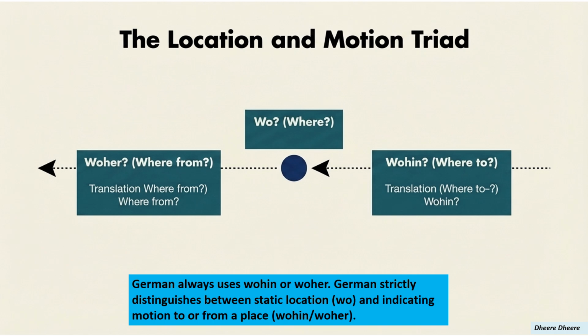Note that wo corresponds to the English where. If motion to or from a place is indicated, German always uses wohin or woher. German strictly distinguishes between static location wo and indicating motion to or from a place, that is, wohin and woher.